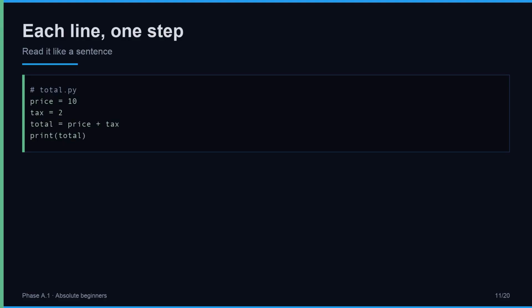Here is another small program, and reading it is almost like reading a paragraph. Price is 10. Tax is 2. Total is price plus tax. Then print the total. Each line does one small step, and the steps flow top to bottom.